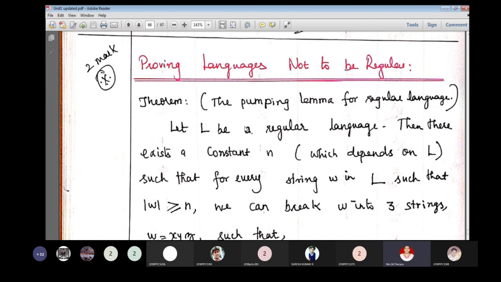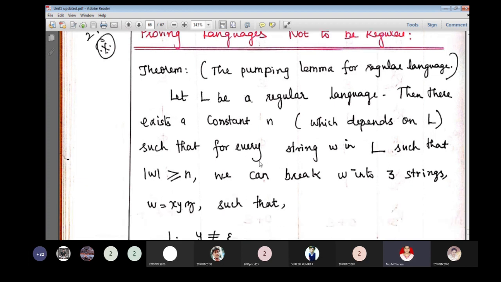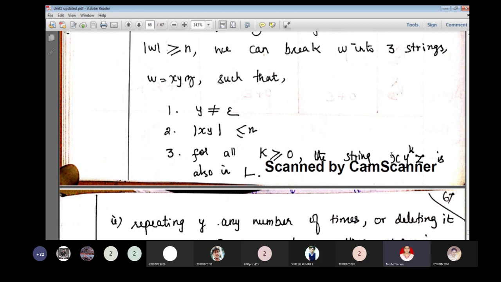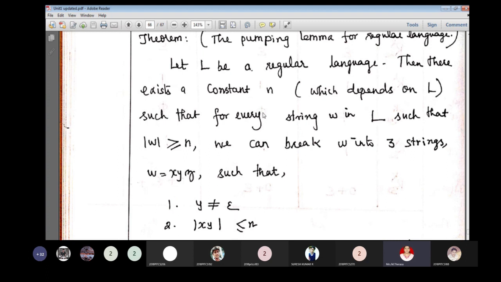Okay, while dividing we have to consider some conditions. So what are the conditions you have to check? The y is not equal to epsilon, I mean the length of y is not equal to 0. Okay, you should have something as a y, and the length of xy should be less than or equal to n. So meaning it is not too far away from the final state. Okay. And then when you repeat the middle portion, so you have taken something as y, isn't it? When you repeat it, it should belong to L. If these 3 conditions are satisfied, then we can say the language is regular.